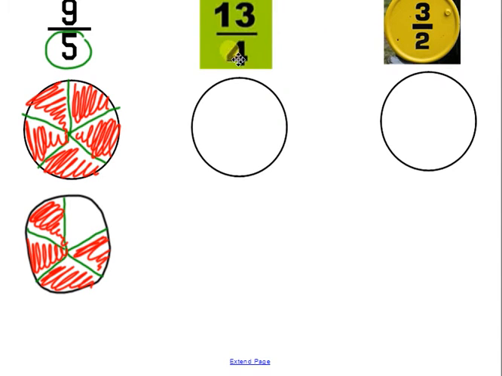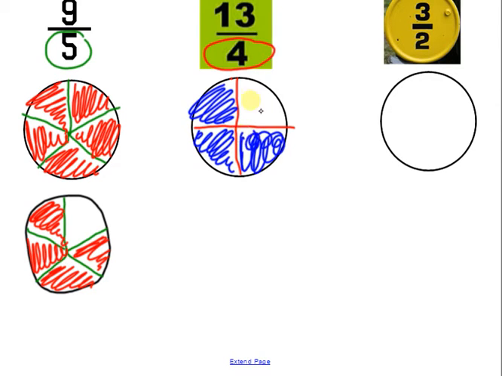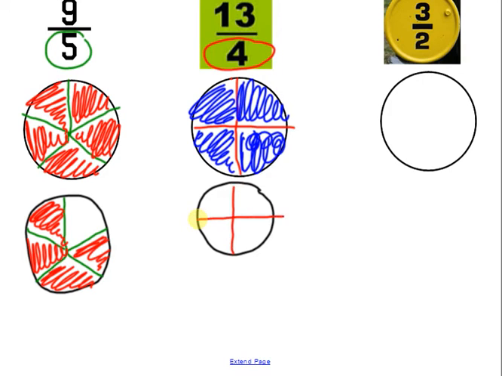So now over here we have 13/4. So 4 is our whole, and that's what we're going to separate this into here. But then I have 13 different parts. So I have 1, 2, 3, 4. Okay, I'm clearly going to need another circle. Separate it into 4s again. And so up here I had 1, 2, 3, 4. Now I have 5, 6, 7, 8. But I'm not done yet.